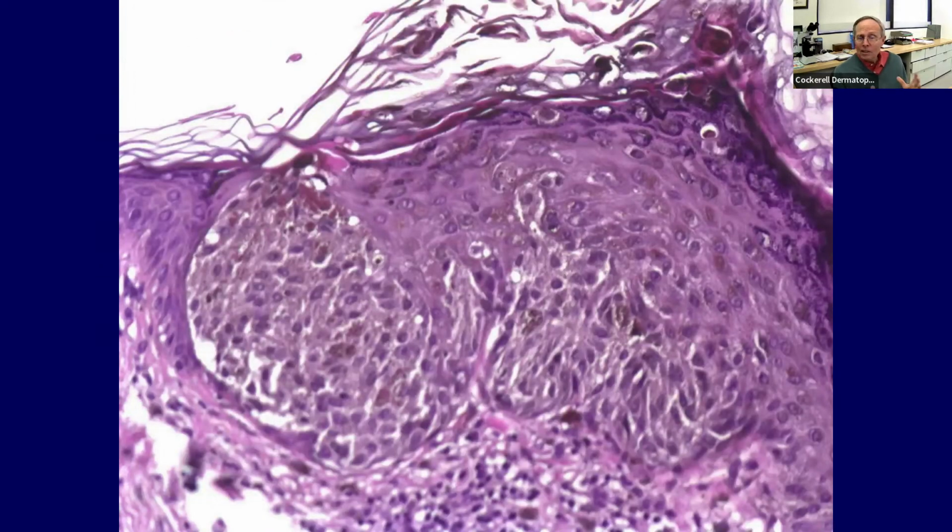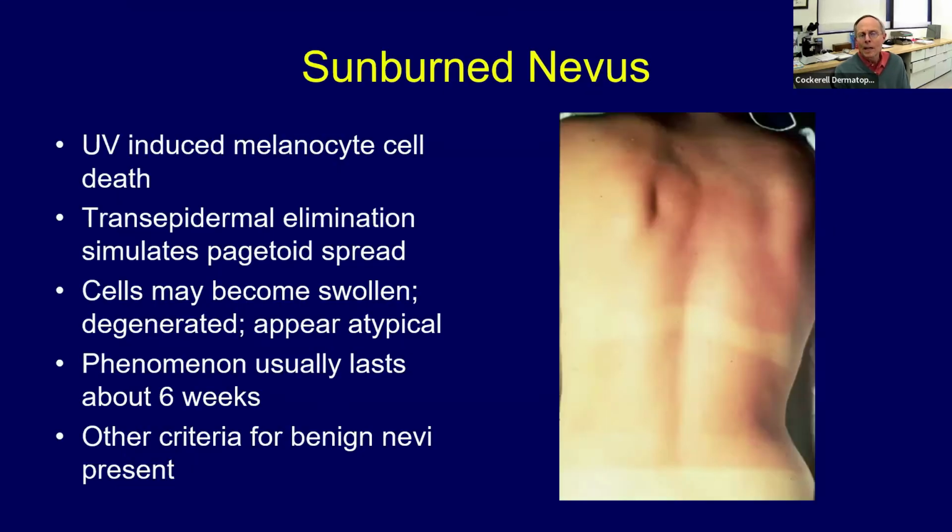And a lot of these we've seen and have actually done genetic testing on. We'll talk a little bit about it later in the talk. And they come back as benign almost every time. So just remember that in certain parts of the body, lesions can look a little bit worse than they really are.